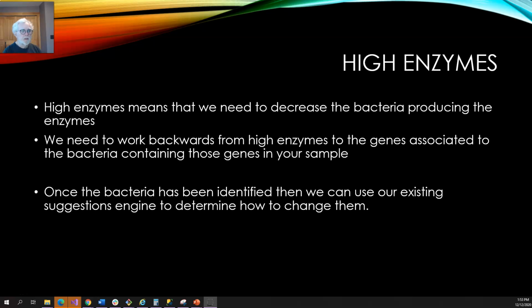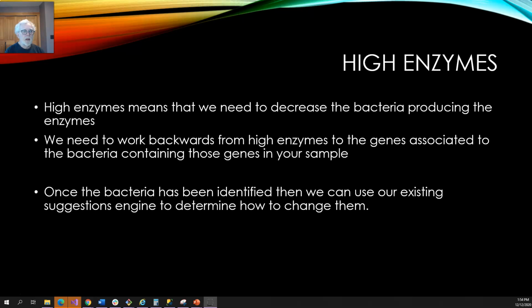Okay, dropping over to high enzymes. High enzyme means that we need to decrease the bacteria producing the enzymes. This is much simpler because we can identify the bacteria. What we have to do is work back from the high enzymes to the genes that produce those enzymes. From the genes that produce those enzymes, we work backwards to find which bacteria contain those. And then filter it to only those bacteria that are in your sample. So those are the bacteria you want to decrease as a whole.